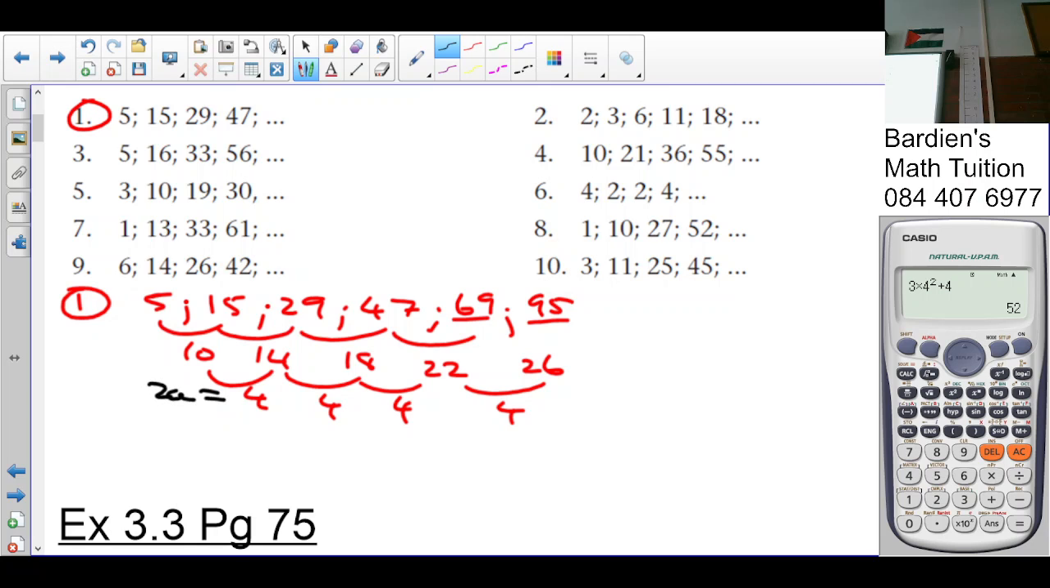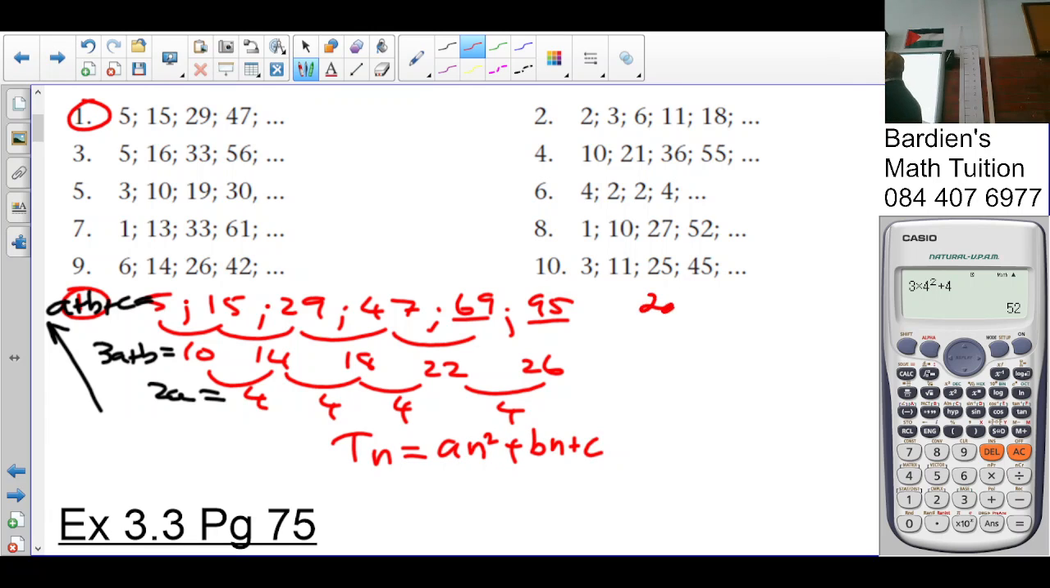What do I write on the side? 2a, 3a plus b, a plus b plus c. Okay. Since it has a second difference, this is going to be quadratic. Tn is equal to an squared plus bn plus c. So I then say 2a is equal to 4. So a is equal to 2. So you agree with that?